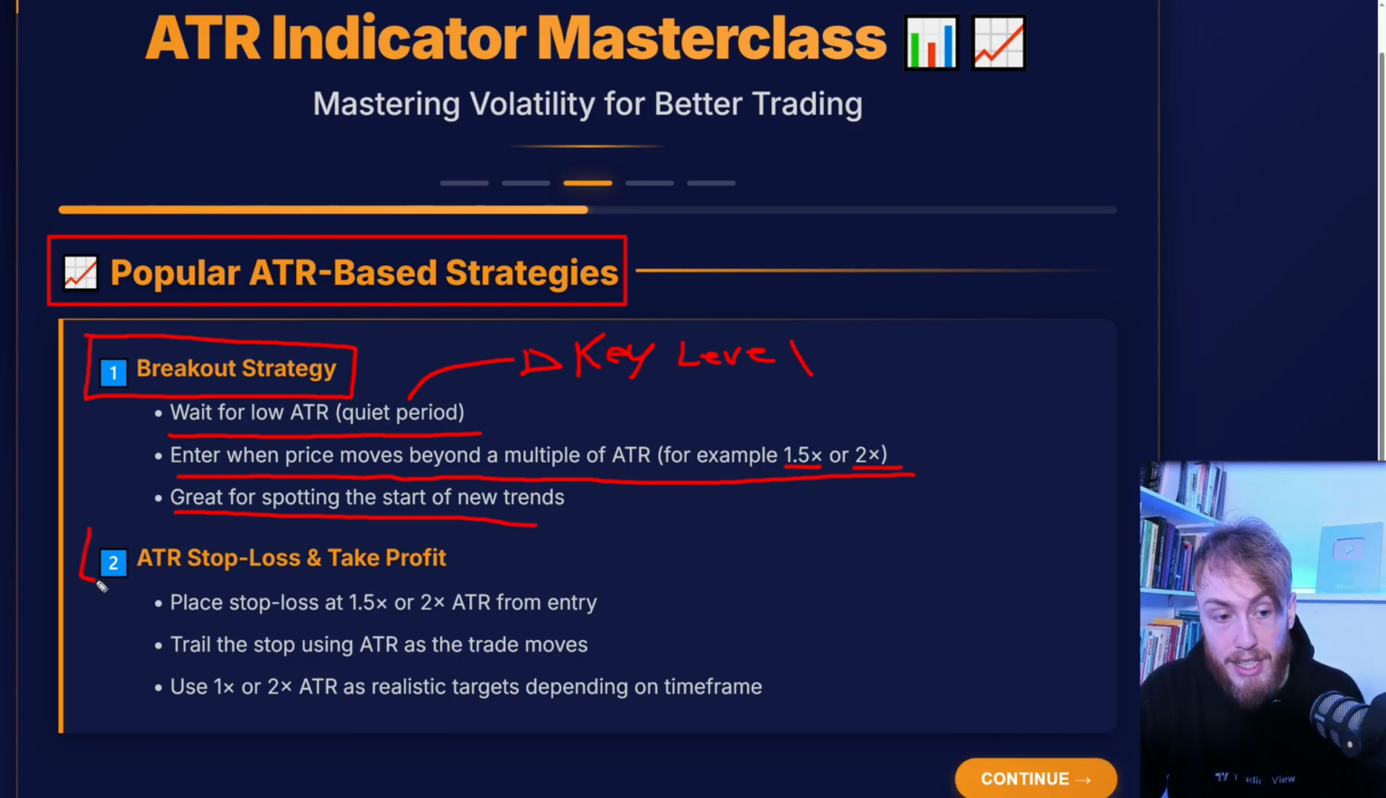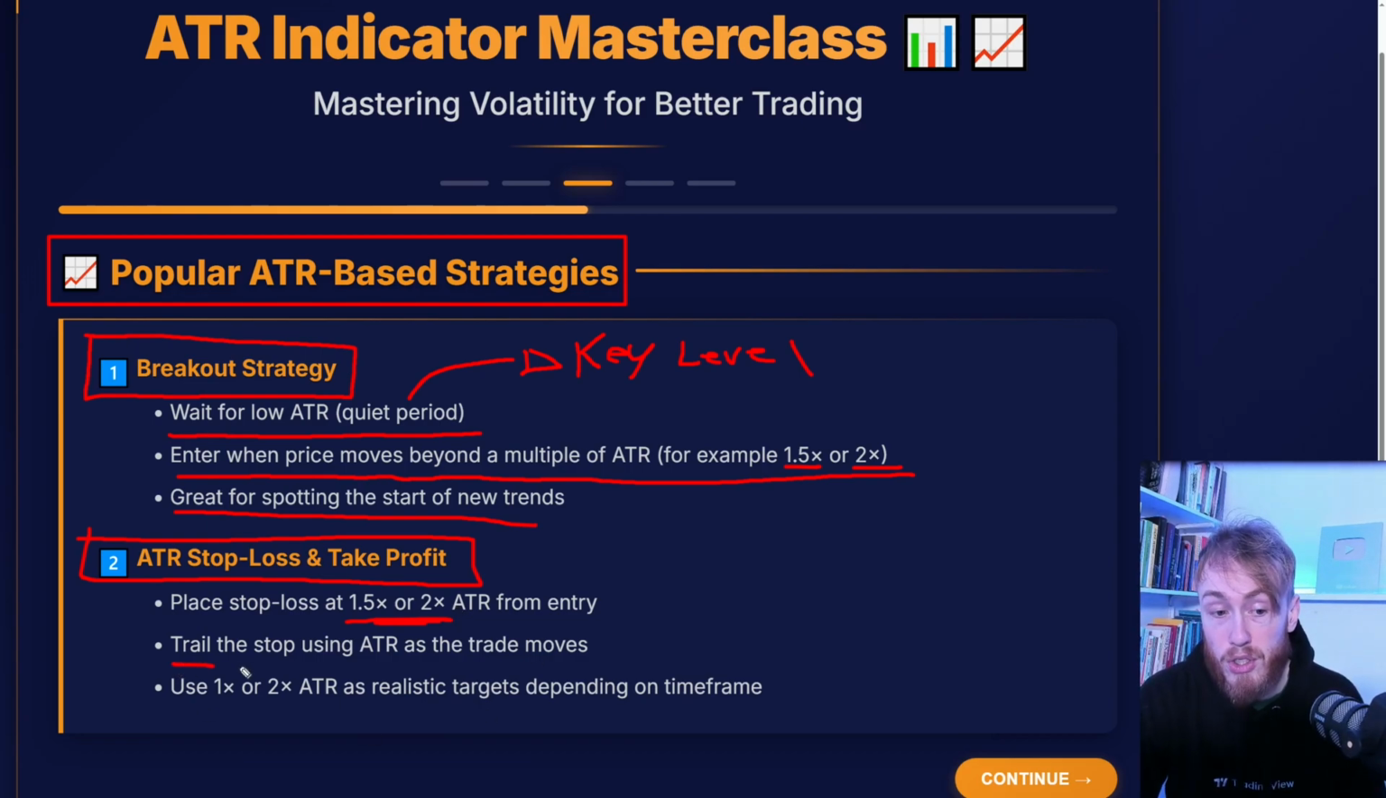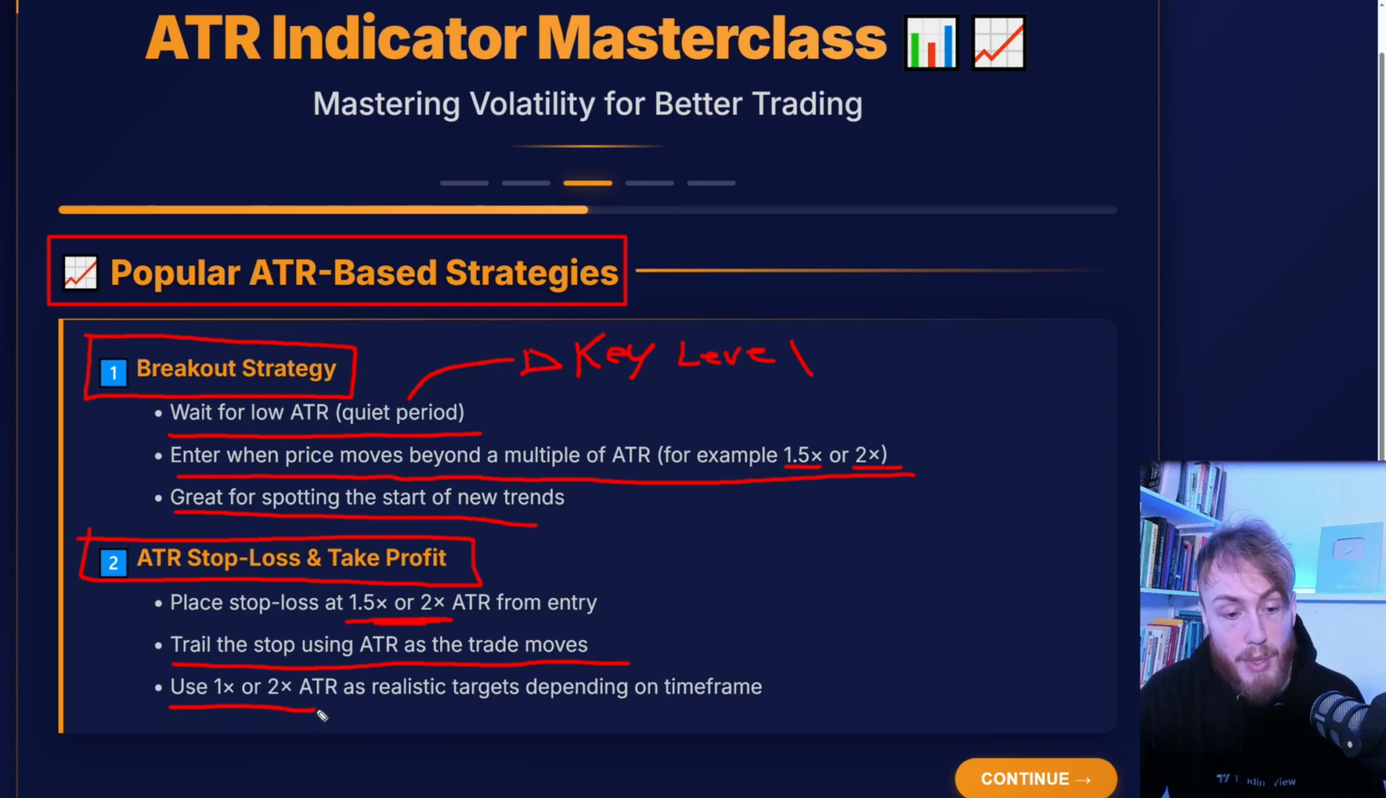The next trading strategy I do want to talk about is using ATR to set stop loss and take profit. This is a pretty similar trading strategy where you use multiples of ATR to get your stop loss and profit target levels. You can also use a trailing stop loss with ATR, which is basically when the stop loss is sort of following your trade. And you can use 1x or 2x ATR as realistic targets, but it will depend a little bit on what time frame and so on you're using.